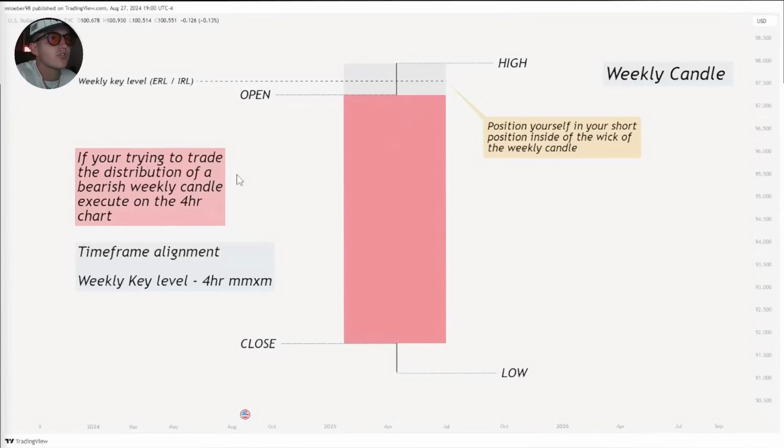So if you're trying to trade the distribution of a weekly candle, you want to be executing again on the 4-hour chart. Now, the 4-hour will show us an execution or a trade inside of this wick so that we can catch the entire weekly range move. And again, like I said, our time frame alignment is weekly key level to a 4-hour market maker sell model if we are bearish. Now, let's just get right into some chart examples so you guys can see and have a better picture.